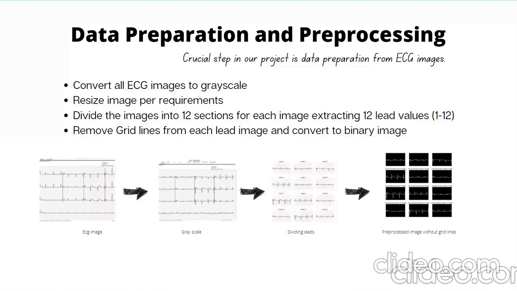Once we divide all the leads and get the necessary signal out of it, we then remove the grid lines. Here, grid lines are of no use for us. We just need the signal that we need for processing. So once we get all the signal values, we then perform a lot of steps on top of it. At first, to remove the grid lines, we used thresholding.